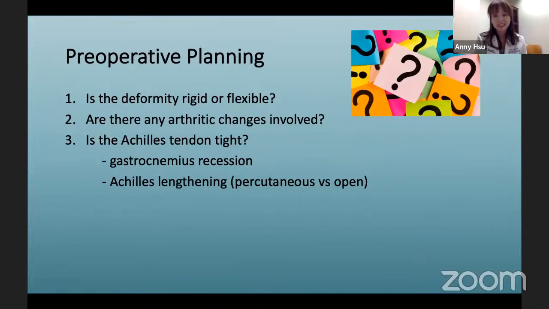The third question is: is the Achilles tendon tight? Do you have any equinus contracture? I would say about 99% of the time you do. If you think about the heel being in a varus position, once you want to straighten it into a neutral alignment, you inevitably have to have increased length in your Achilles tendon construct. Depending on how much equinus contracture you have, you can address this with either gastrocnemius recession or Achilles lengthening.